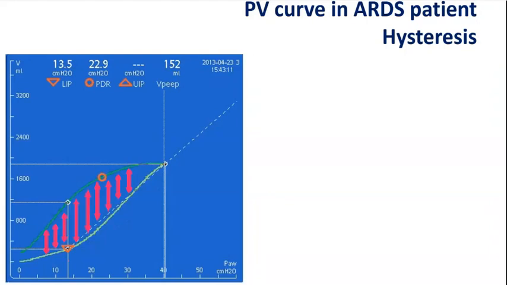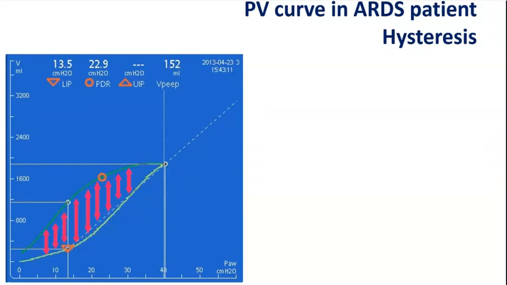Also, on this PV curve, you can look at the hysteresis. The hysteresis is a surface between inflation and deflation, so all of this surface. Hysteresis is physiological, but in RDS, sometimes the hysteresis is larger than normal, just because there is recruitment occurring during inflation and de-recruitment during deflation.